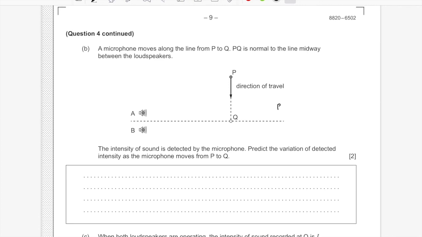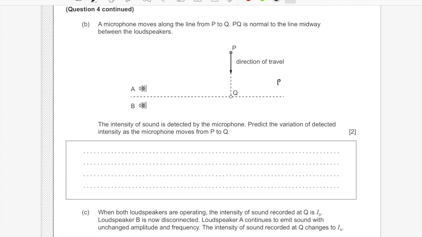Okay, next one is now we're moving the microphone from P to Q along this line. So we know we're going to be moving through a series of maxima and minima, right? A normal interference pattern. At Q, right in the middle, we have a maximum, and then, say we move upwards from Q to P, then of course we're going to first encounter a minimum, and then another maximum, and a minimum, maximum, and so on.